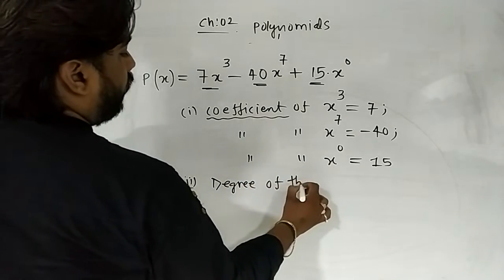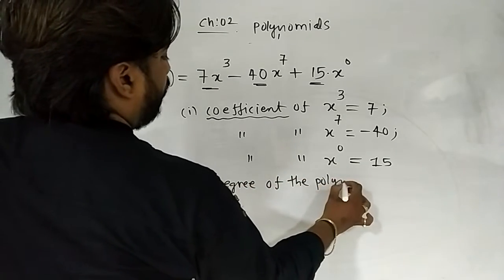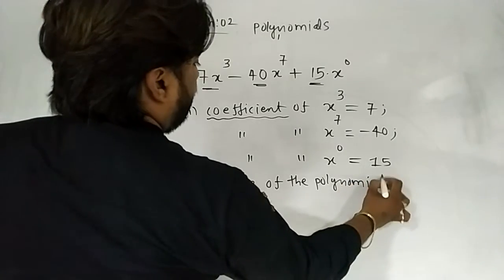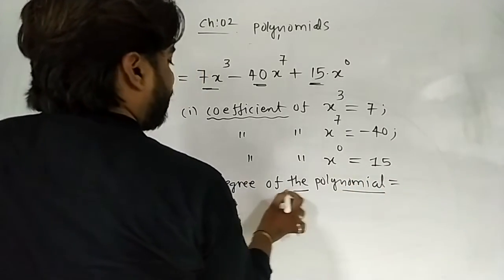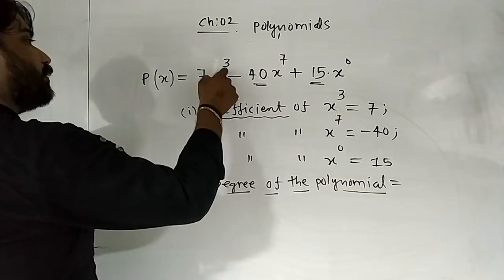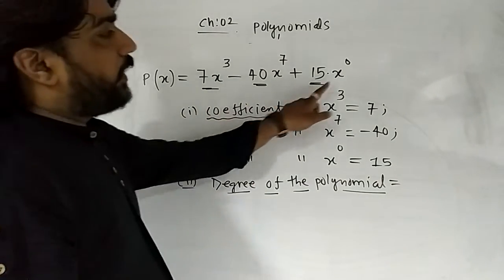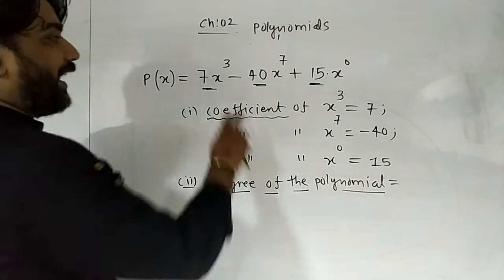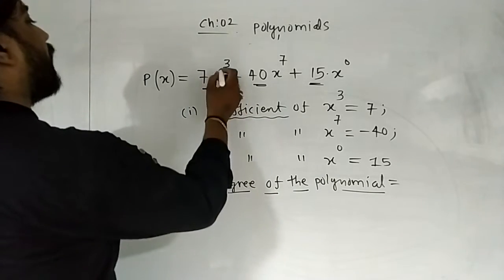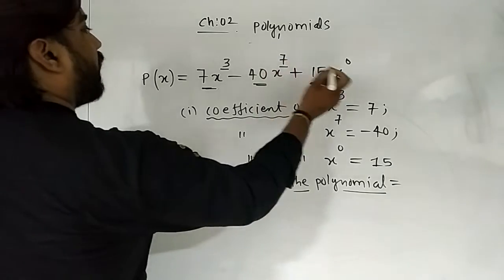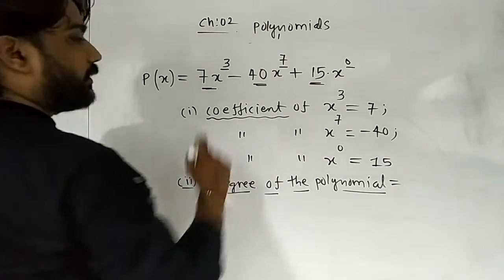Now second thing, that is what? Degree of the polynomial. Again, degree of the polynomial का मीनिंग क्या है? Highest power of the variable. तो सबसे पहले यहाँ पे variable क्या है? x. तो x का highest power क्या है? यहाँ पे power है 3, यहाँ पे 7 और यहाँ पे 0. तो highest power is 7.